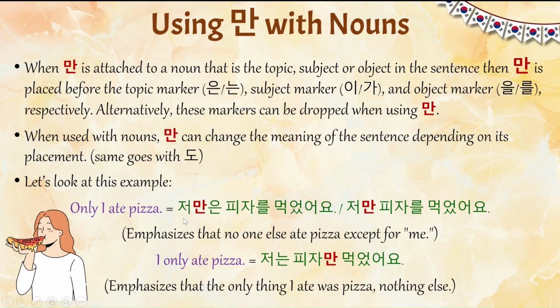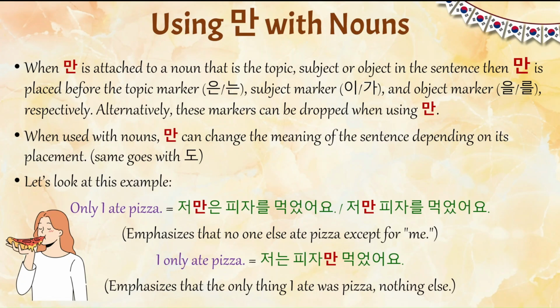So one way to use man is to place it before the marker. So this way it will become 저만은. 저만은 피자를 먹었어요. And the second way to say the sentence is to remove the marker. It will become 저만 피자를 먹었어요. Okay, this is very easy. You just have to find out where to place man. Here, you have to say only I. So you are talking about yourself. Only I. So therefore, you have to attach man to I in the sentence.